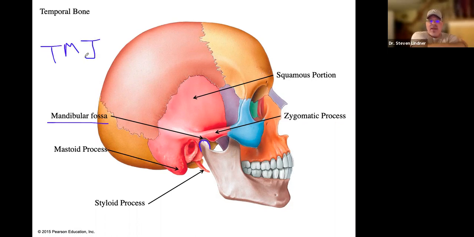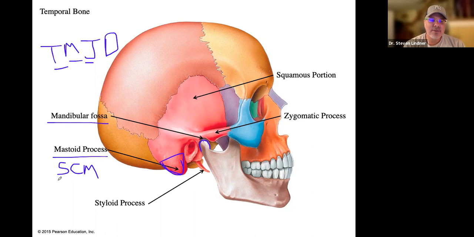You ever hear someone say, oh, I have TMJ? Everyone has a TMJ. Everyone has a temporomandibular joint. What they mean to say is they may have a temporomandibular joint dysfunction. Okay, what else do we have? This is a mastoid process, and this is an important landmark because the SCM, the sternocleidomastoid muscle, attaches there. And then there's a thinner process called the styloid process.